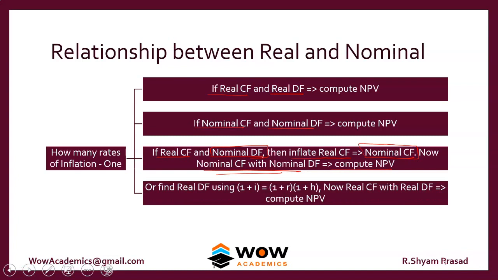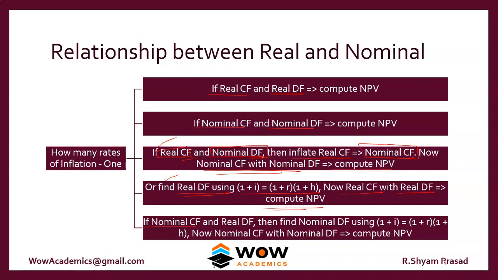Or there's another way. You can find out the real discount factor because you have the real cash flow. You can find out the real discount factor using the previous approach we did with this formula. Once you have got the real discount factor, you know the real cash flow, it is here, you know the real discount factor you found out here, and you can then compute the NPV. So that is about how the real and nominal cash flow and discount factors are related.